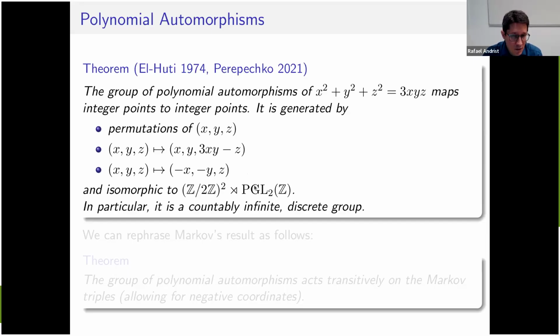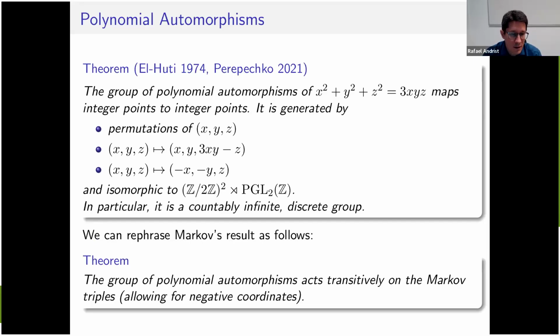And so you see here the group, it's PGL2 over the integers, semi-direct product with the Klein 4 group. And in particular, it's a countably infinite discrete group. And we can also rephrase Markov's result. We can say the group of polynomial automorphisms acts transitively on the Markov triples. Well, if we allow for negative coordinates, then we just add them and then we act transitively on this set. And now we're going to move to the holomorphic situation where things are a bit different.